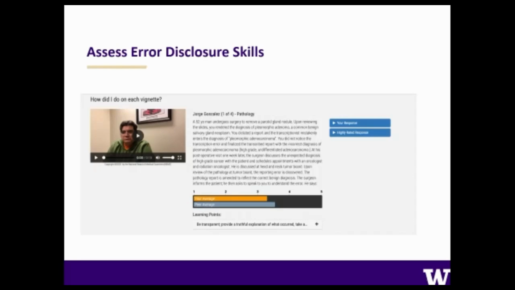You can listen to your response again if you forget how you sounded or you want to hear what you sounded like. And I think most importantly, you can listen to a highly rated response. So you can hear what the public thinks was a really good response, which I think is something that we often don't provide people, is what sounds good to the public.